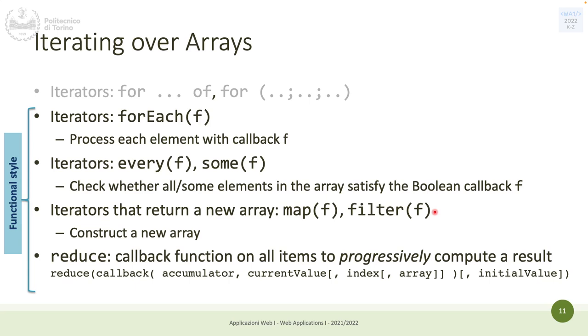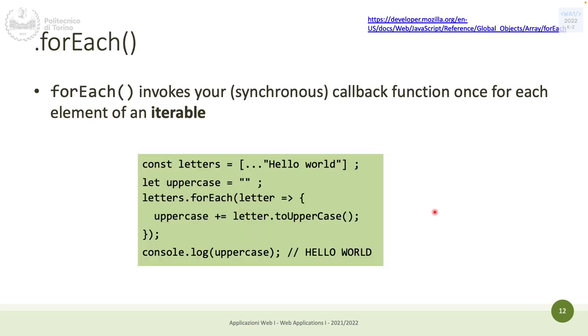And then you have an operator that's a little bit more complex. It's called reduce, that is accepting a callback function on all the items of an array to progressively compute a result. So in one line, you can perform, for instance, an average, because it's progressively computing our result. And we are going to see all of these, all of them with some examples after the 15 minutes break that we are going to have now.